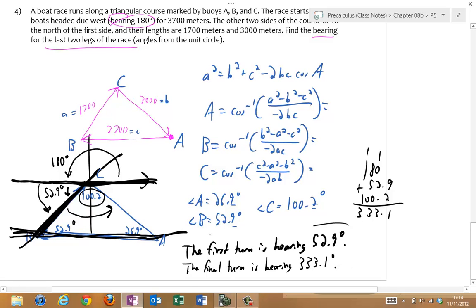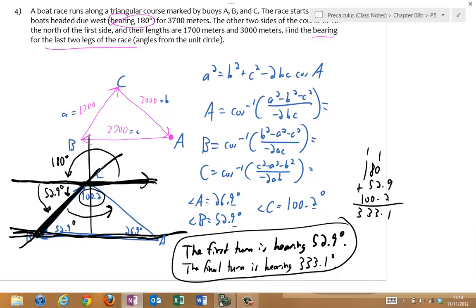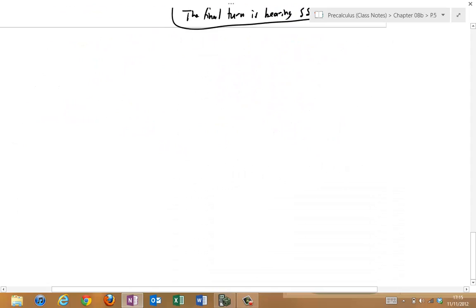So that was a little tough. That was a little tricky. Certainly not tricky getting the angles inside of the triangle itself, but very tricky in getting what the actual angles relative to the unit circle are. So look back at the question. Find the bearing for the last two legs, angles from the unit circle. So we won't be doing that a lot, but to answer that question, we do have to take the angles from an actual unit circle perspective. Meaning if I was sitting at the center of the unit circle, what is the direction that I'd be going? Oh, that's it.